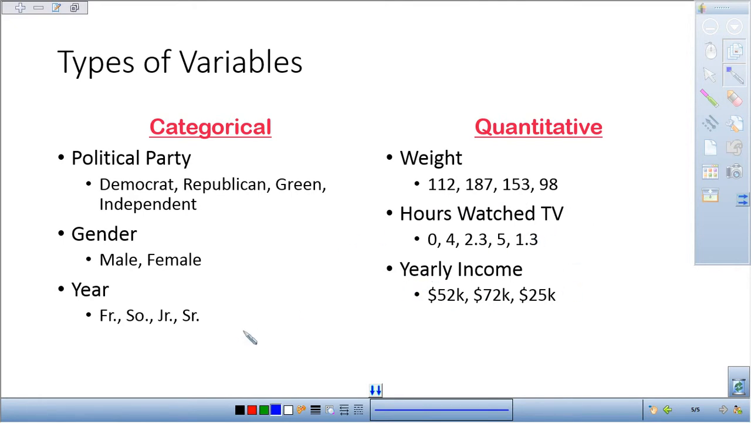Now, sometimes you can have a little bit of crossover. For instance, yearly income might be a type of category because you might be talking about lower class, middle class, upper class. So it is important to read the entire context of the problem and make sure you understand, are you looking at categorical variables or quantitative variables? And as we move throughout this course, the type of variable will be very important, especially when we get into least squares regression lines, chi-squared tests, and different parts of statistics. So make sure you do understand the different types of variables.